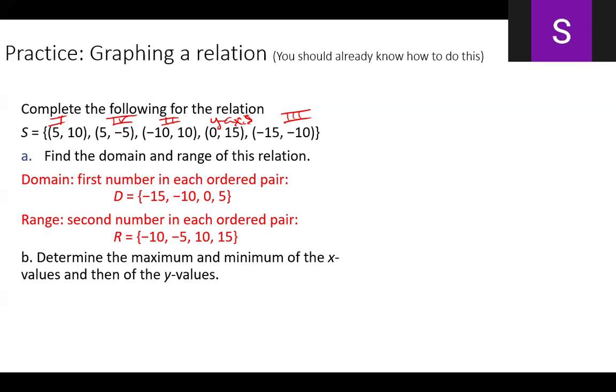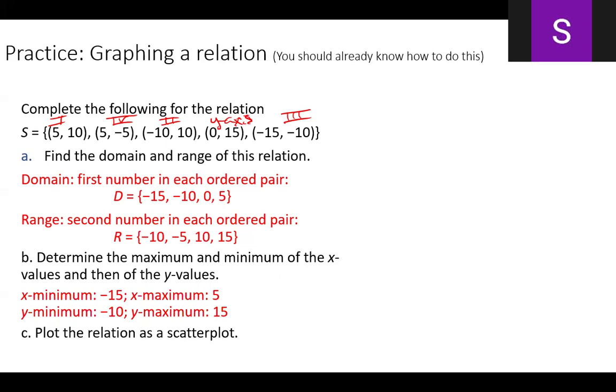Look at your domain. What is your highest? Okay. And then what is your maximum y value? It's 15. What is your minimum x value? Negative 15. What is your minimum y value? Negative 10. Okay. That's all you're doing. The only difference between the single variable and the 2 variable is that you just have to clarify whether you're looking at the domain or the range. Got it?